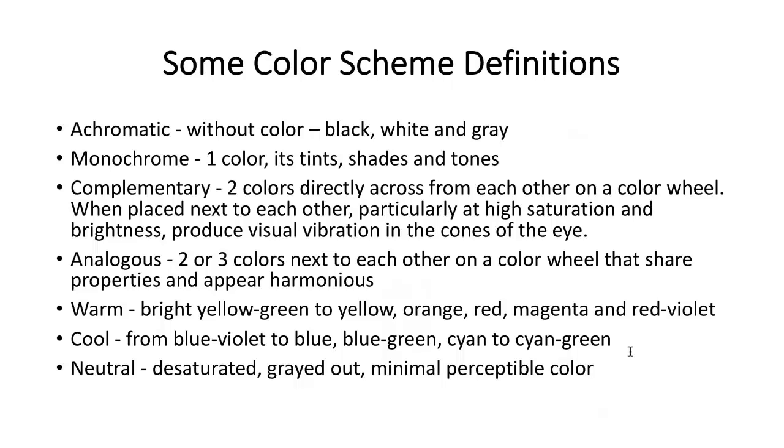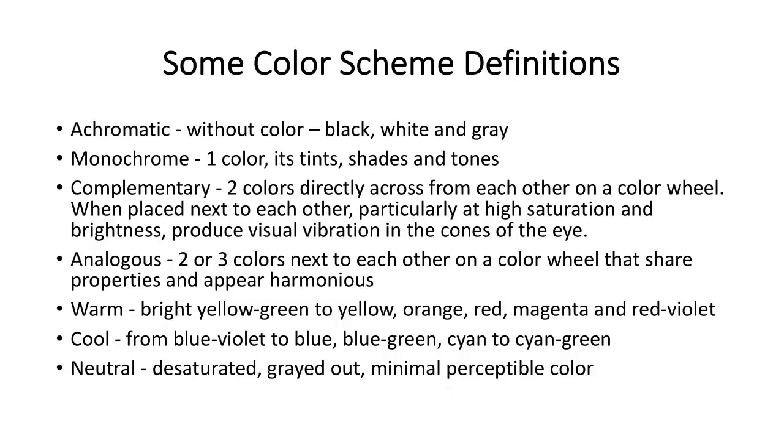And warm colors: bright yellow green to yellow orange, red magenta, and red violet, anything that suggests heat or warmth or passion or intensity. Cool: blue violet, blue green, cyan and cyan green, like green grassy slopes, shade, deep blue skies and seas and lakes. Neutral: desaturated, grayed out, minimal perceptible color.